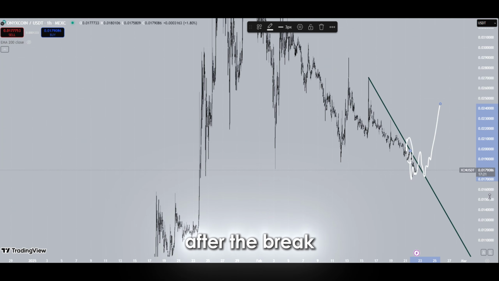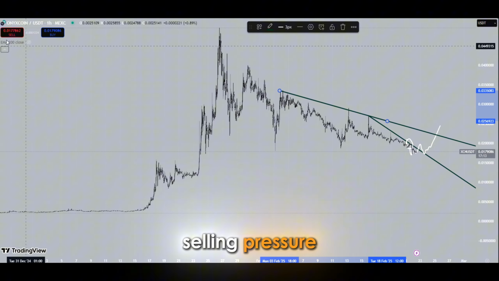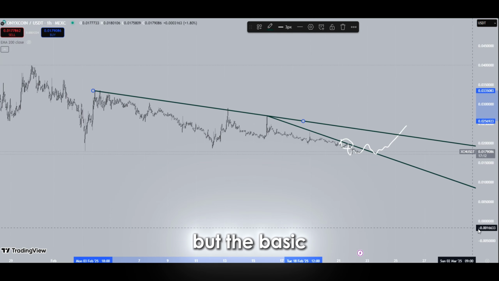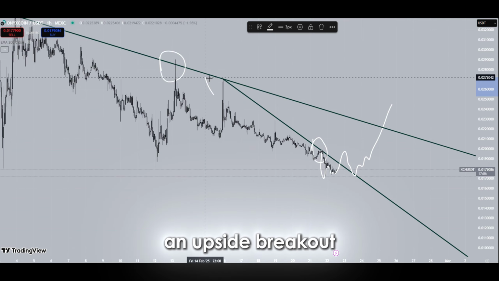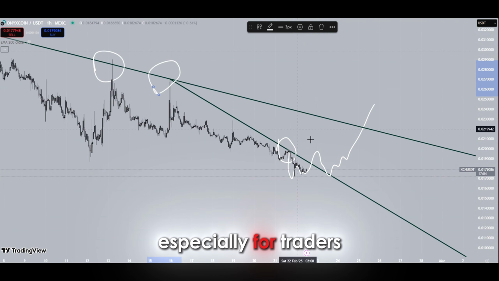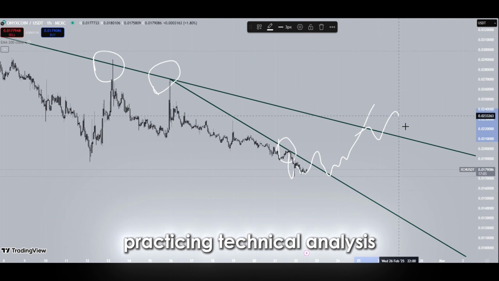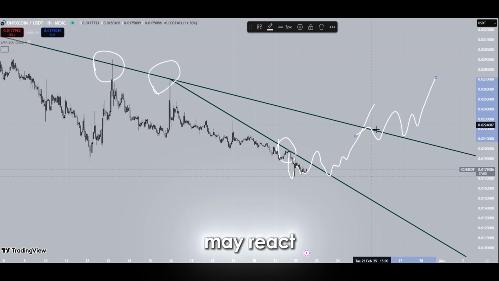And there is a second falling trend line with a longer term compared to the first one. This may indicate that the market is facing more aggressive selling pressure, but the basic principle remains unchanged. The price is being pressured by this trend line, and the downtrend may continue unless there is an upside breakout. Such structures are important reference points, especially for traders practicing technical analysis, because these lines help to predict where the price may react and at which levels there may be reversals.